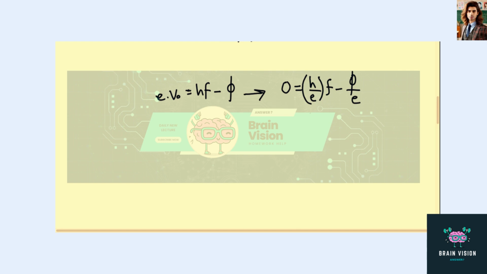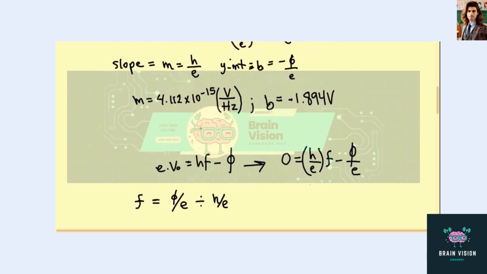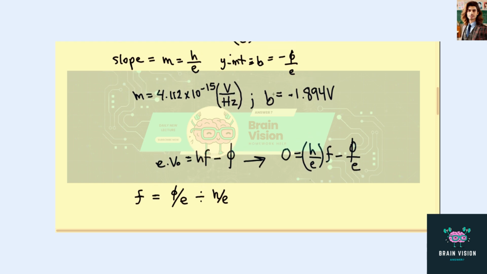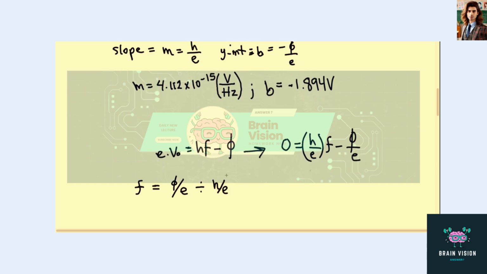So here, I'll just erase that. Our question, which asks us about the threshold frequency, can be solved easily by just writing like so. f is equal to the work function over E divided by h over E. And we know what these values are from up here. The negative of the work function over E is B. So we're going to get negative B here divided by the slope.